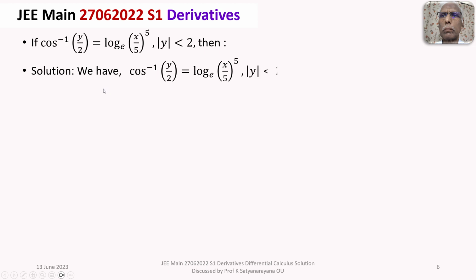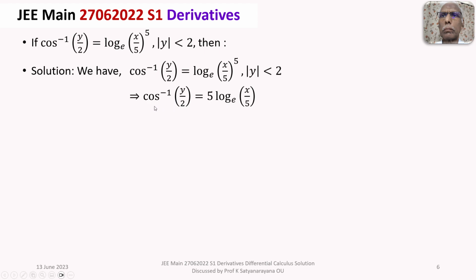We now discuss the solution of the problem in detail. We have cos inverse y by 2 is equal to log of x by 5 whole to the power of 5 to the base e, when mod y is less than 2. This log of x by 5 whole to the power of 5 to the base e can be written as 5 times log of x by 5 to the base e. So the left hand side is as it is.